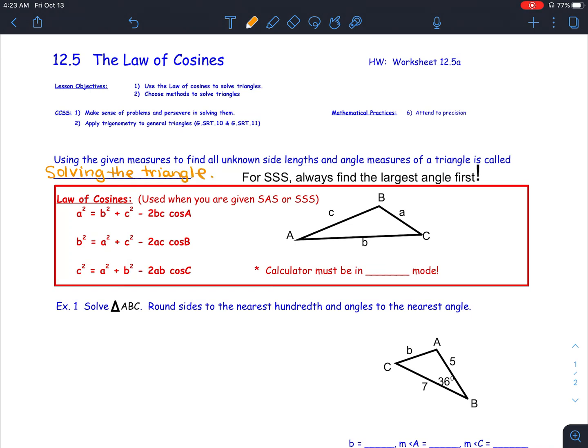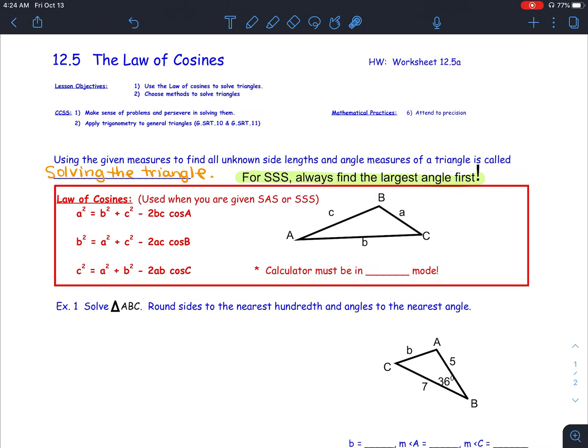We are going to find all missing sides and all missing angles. Now, the combination of information that we're given on today's problems is going to be a little bit different than what you were given for the law of sines problems. In some scenarios, you're going to be given all three sides. We call that SSS. Okay, and there'll be an important note here that we always want to make sure we're finding the largest angle first.